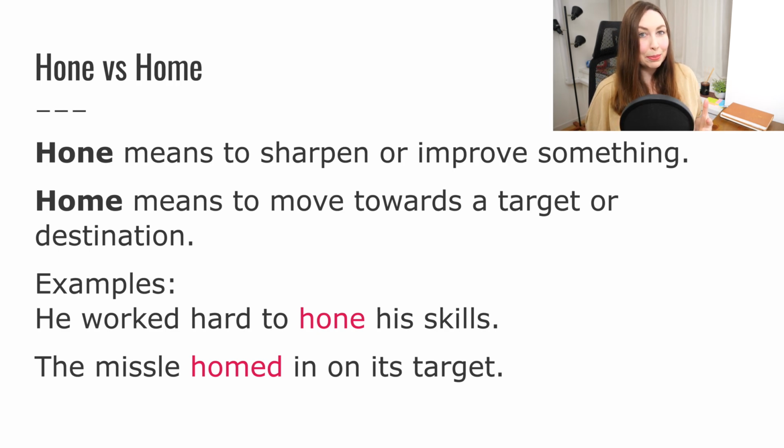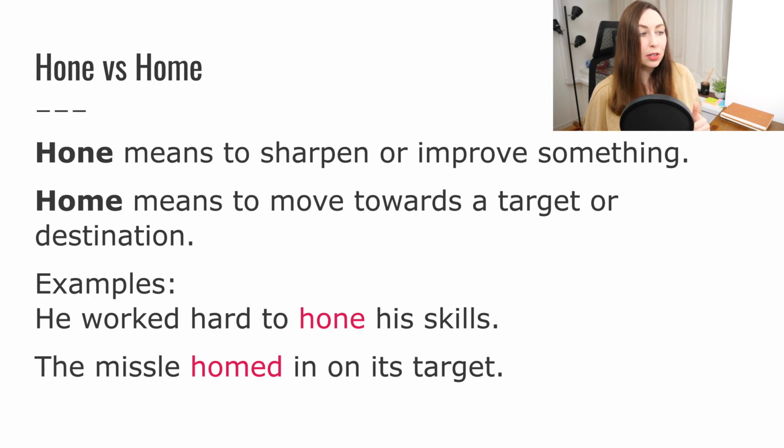The next pair, hone versus home. I included these because I thought they are super, super tricky. Only one letter difference, hone and home. Home is not the home that you're thinking probably. Let's take a look. Hone with an N means to sharpen or improve something. Home, on the other hand, means to move towards a target or a goal or a destination.